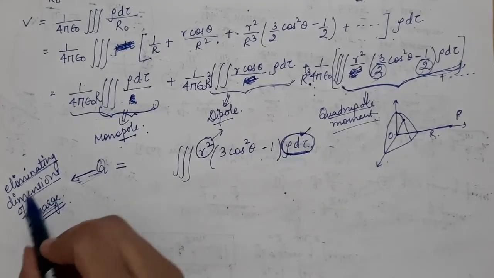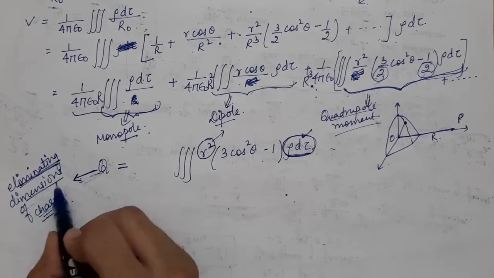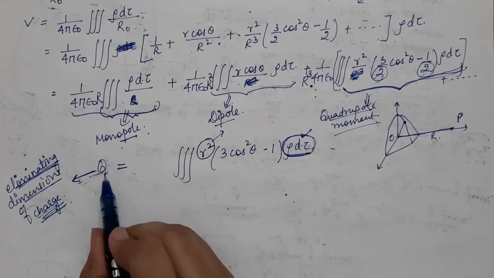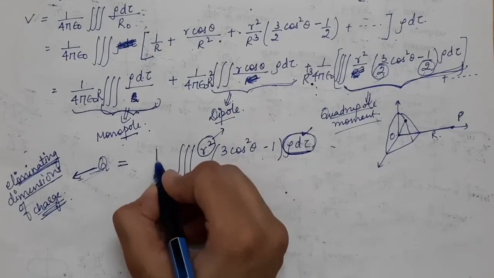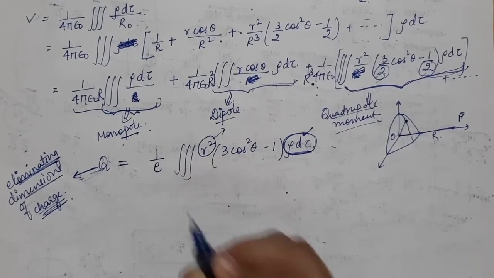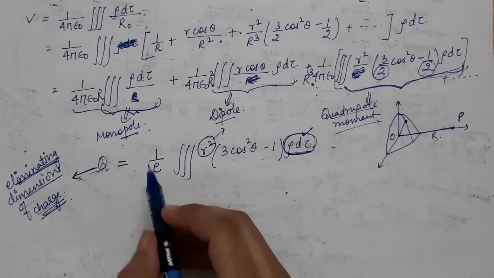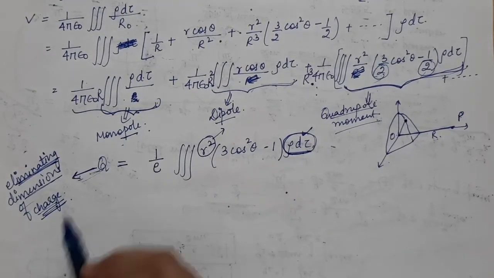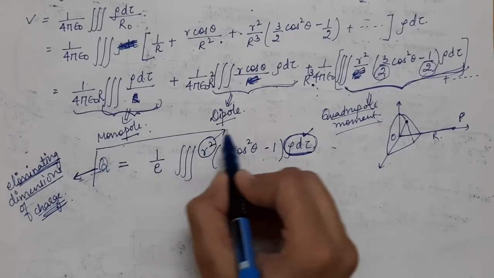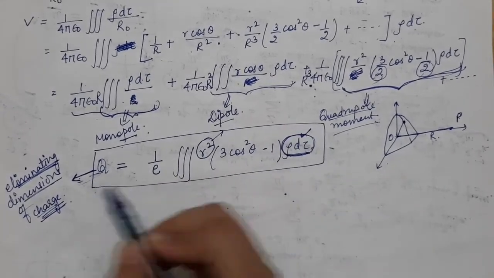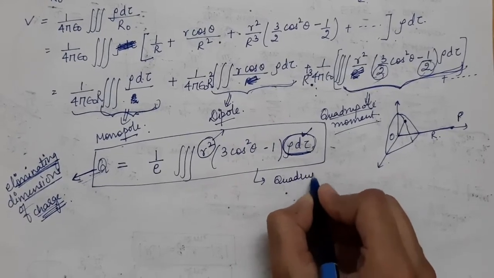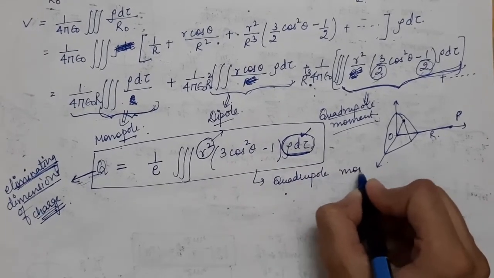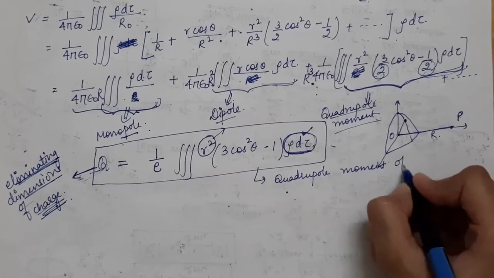So in nuclear physics, we usually eliminate the dimensions of charge. How will we eliminate the dimensions of charge? By dividing this term by small e. So we are dividing this whole term by small e, and now this term is called the exact quadrupole moment of the nucleus.